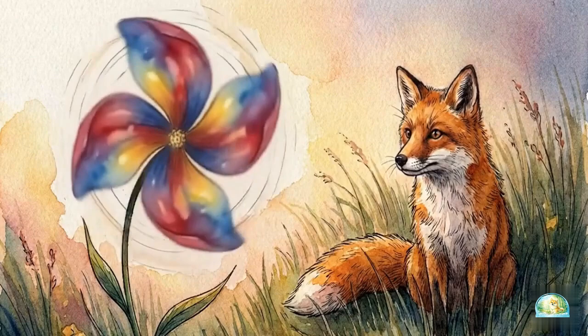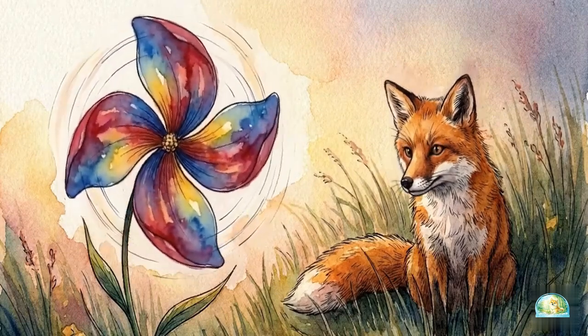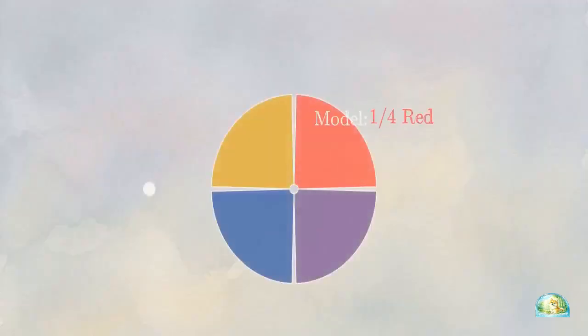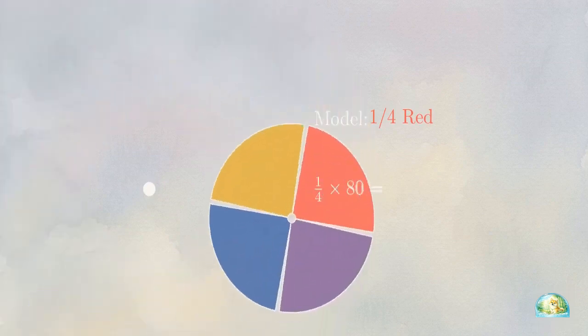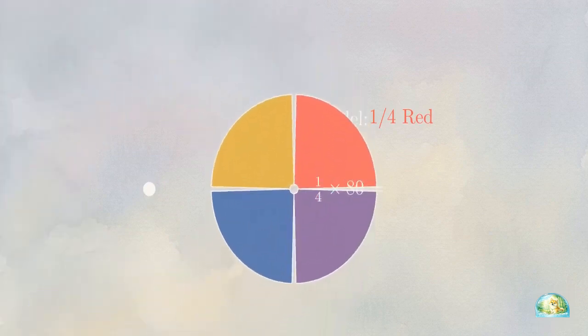Take this flower wheel spinner, catching the meadow breeze. Our mathematical model predicts the wheel will land on red 1/4 of the time. Calculating the expected result for 80 spins, we multiply 1/4 by 80, giving 20 predicted red spins. But after 80 real-world spins, we observe red actually happens 26 times. Comparing observed data to our prediction, 26 is exactly 6 more than the 20 predicted.